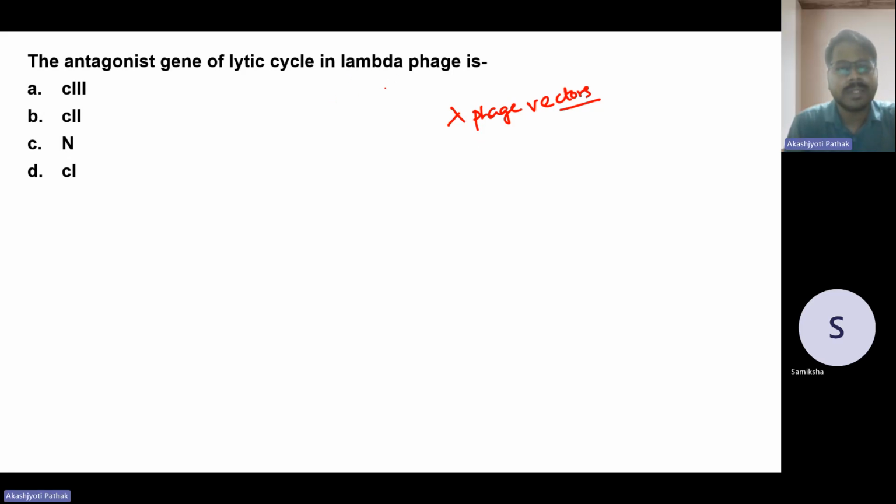Have you read about this lambda? This was explained in the lecture, so I didn't add any slide for this. In lambda phage, there are two types of cycle. One is the lytic cycle and another is the lysogenic cycle.